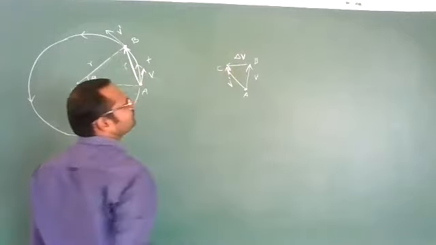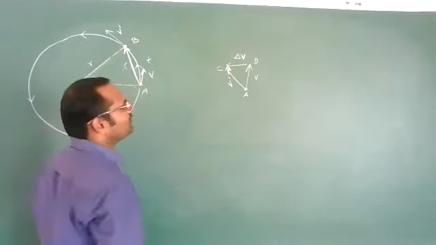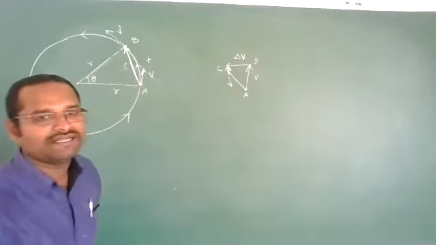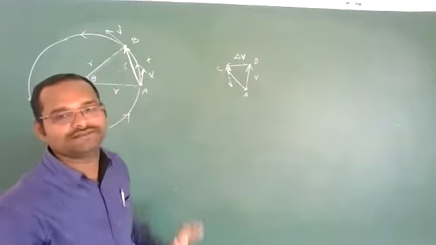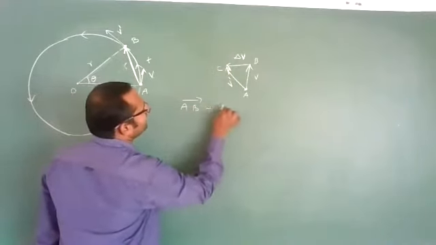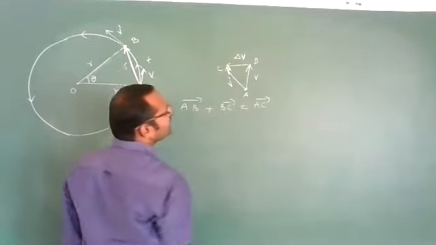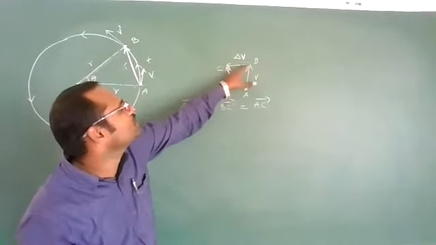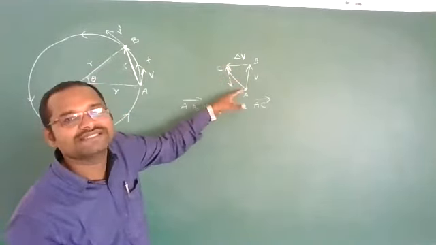According to the triangular law of vector addition, AB and BC represent two sides of a triangle, then AC represents the closing side of the triangle. That means we can write AB bar plus BC bar is equal to AC bar. If AB and BC are taken in the same order as two sides of a triangle, then the closing side should be taken as the resultant vector.